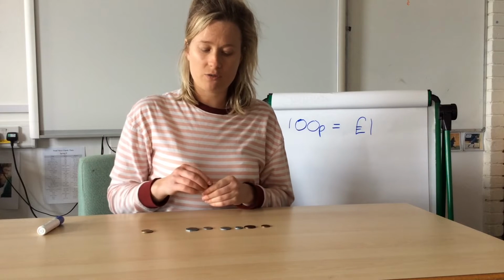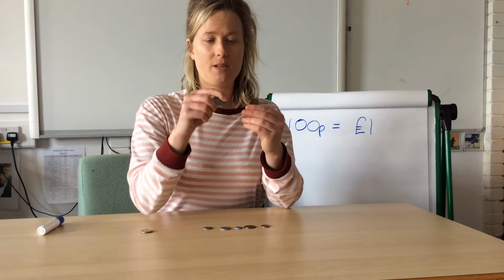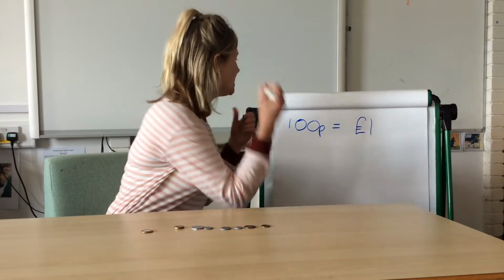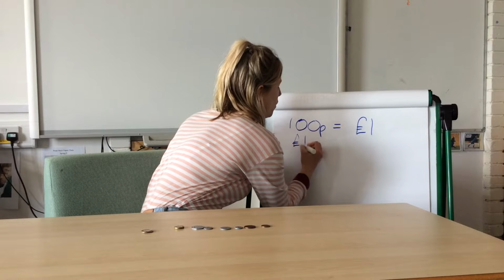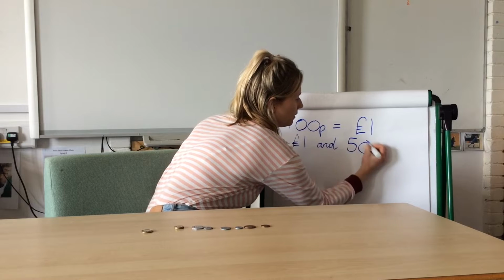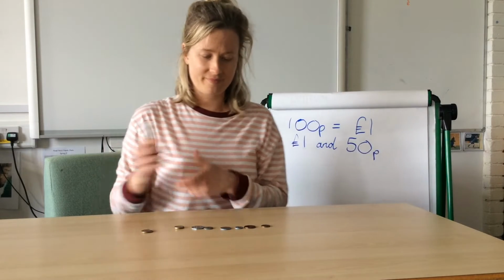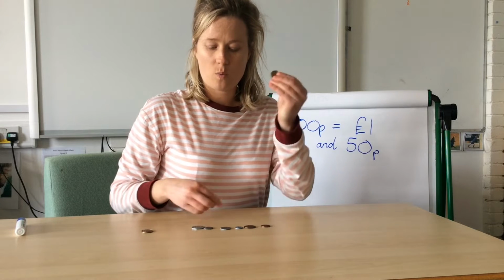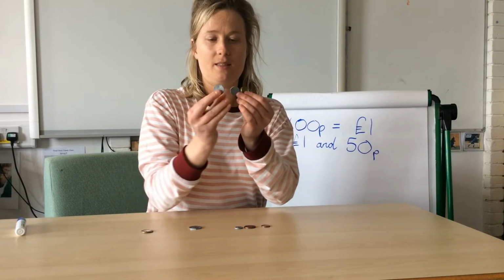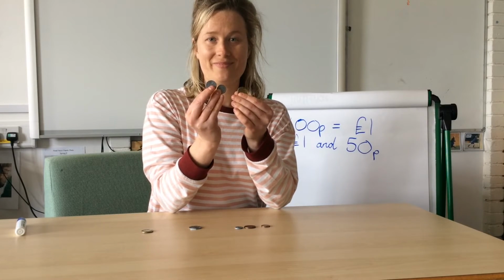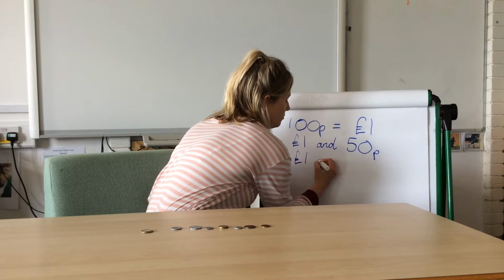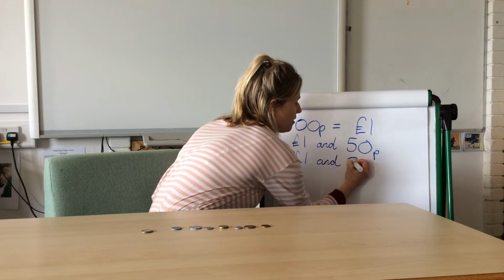So I am going to ask you to write down this coin and this coin for me. Okay, and you should have written down £1 and 50p. Now I want you to write down this coin, and this coin for me. Okay. You should have written down £1 and 30p.